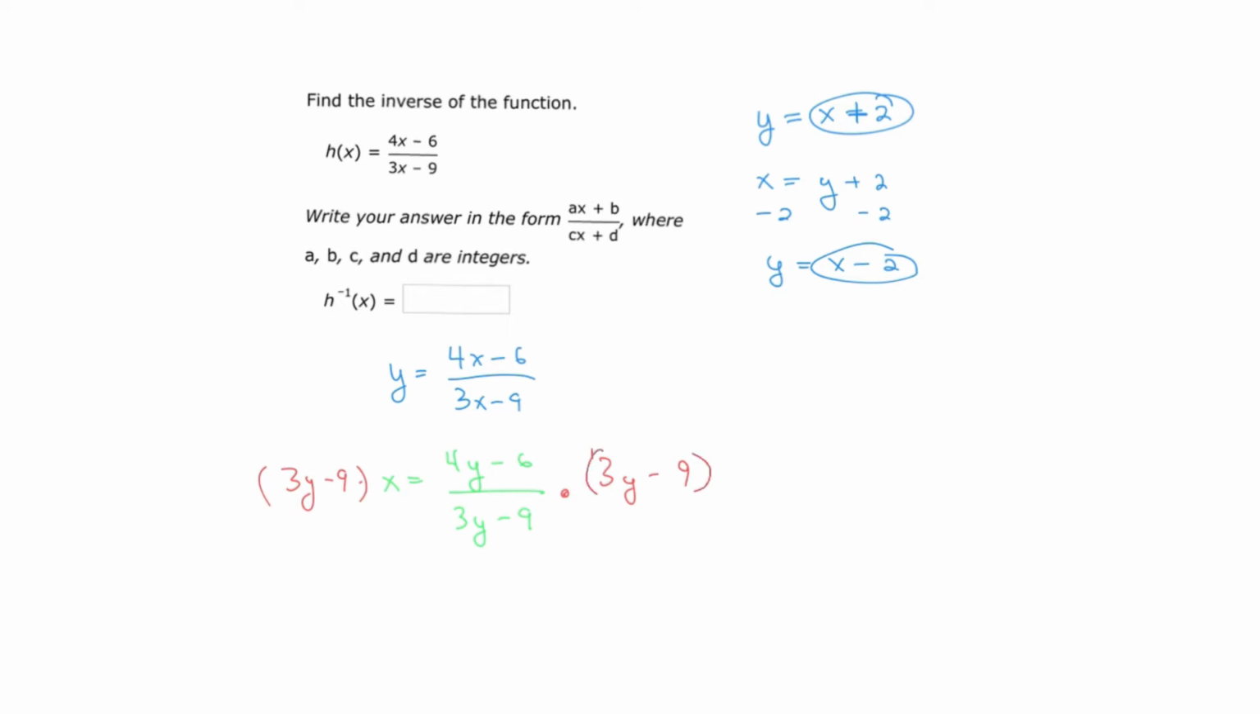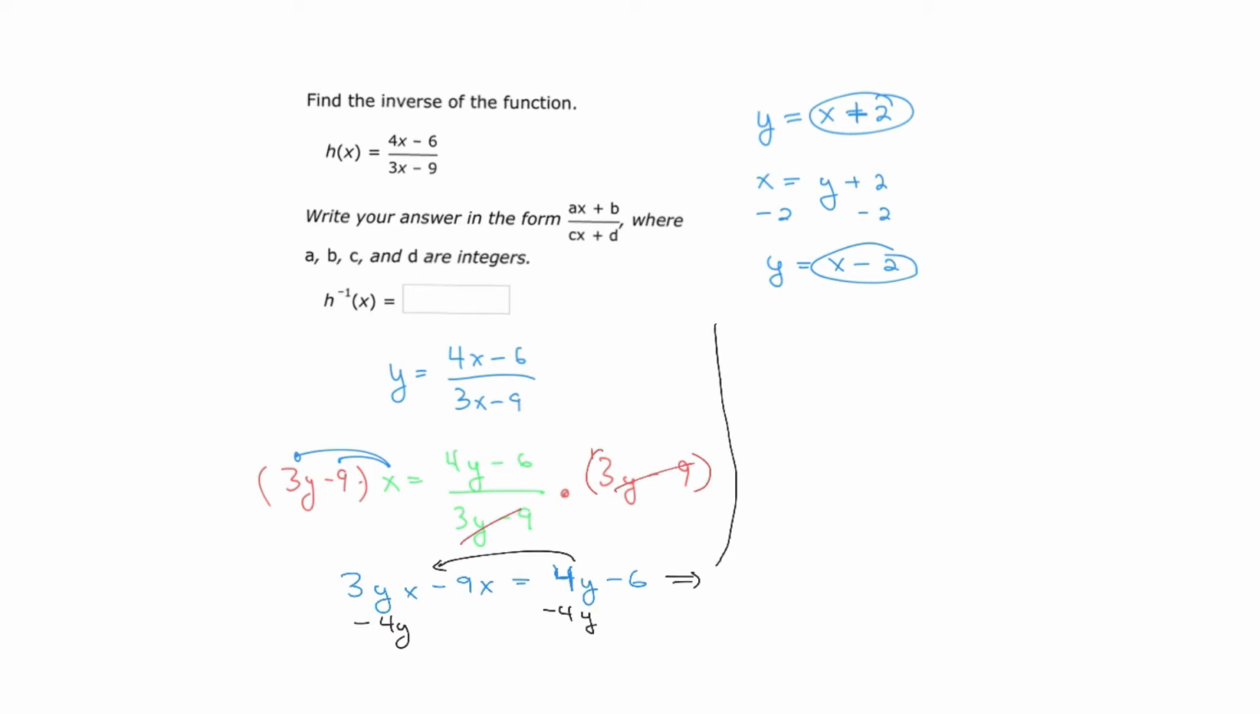So the first thing I could do is basically multiply both sides by 3y minus 9 times x. And when rewriting it, I will do 3yx minus 9x is equal to 4y minus 6. It looks more like a 4. And then let's go ahead and bring my y to this side. Subtract 4y from both sides.